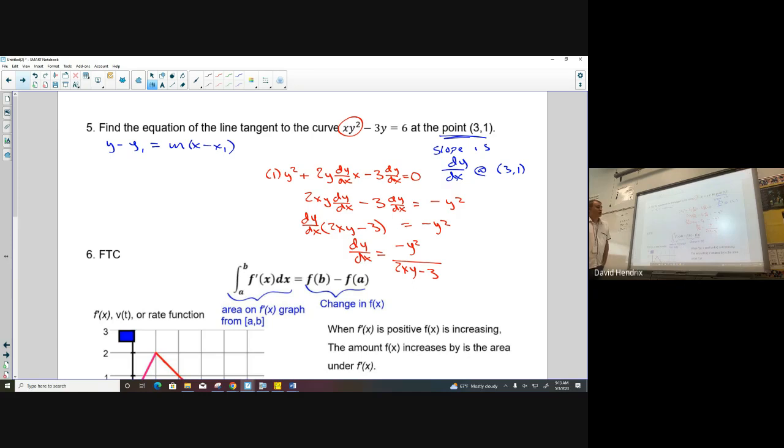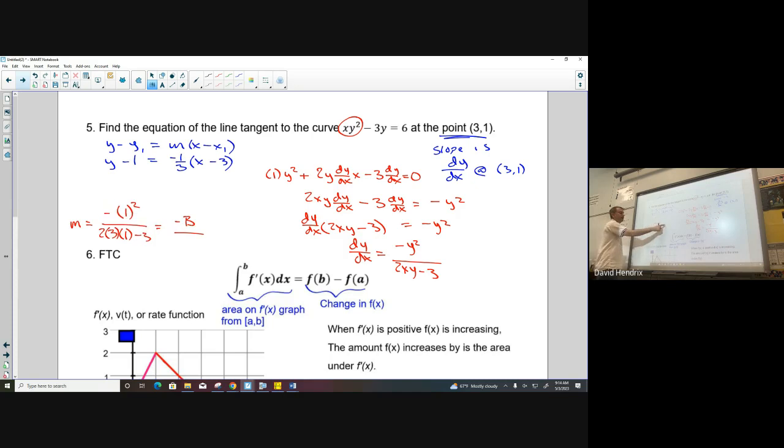All right? So if we're going to find the slope, this m value, it's just going to be that at the point. So it's going to be negative 1 squared over 2 times 3 times 1 minus 3. And so I end up getting negative 1 over 6 minus 3, which is just 3. So I get negative 1/3 is my m. That's the slope of the tangent line at this point. And so my equation for the tangent line is y minus 1 equals negative 1/3 times (x minus 3). And so this would be an equation of a tangent line.